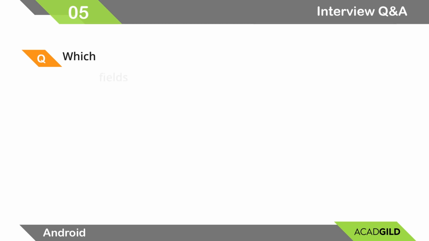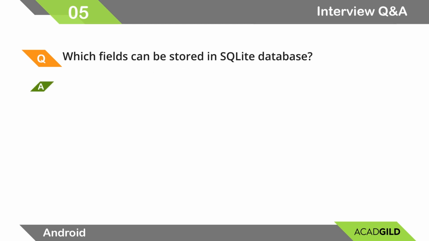Now moving on to the next question. Which fields can we store in a SQLite database? Null, integer, real, text and blob. So these are the data types supported by SQLite database.